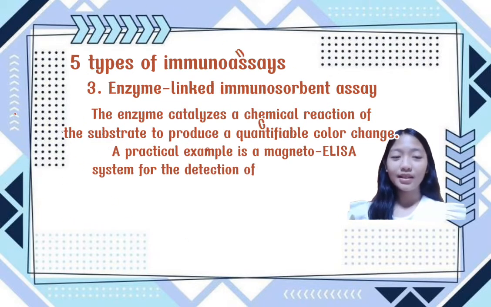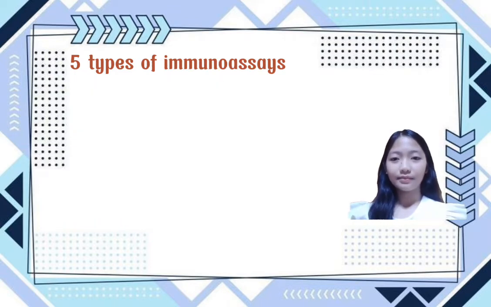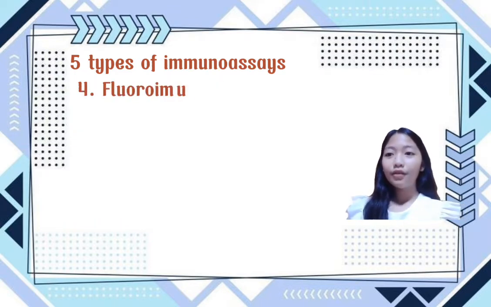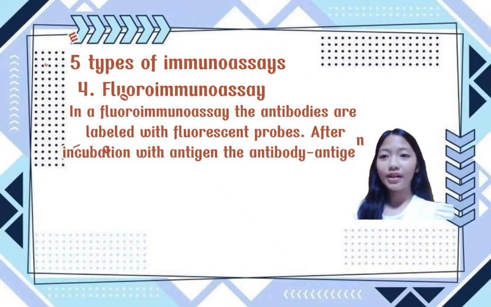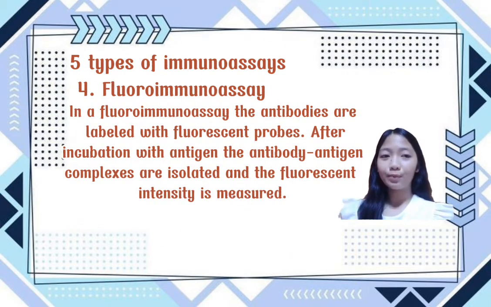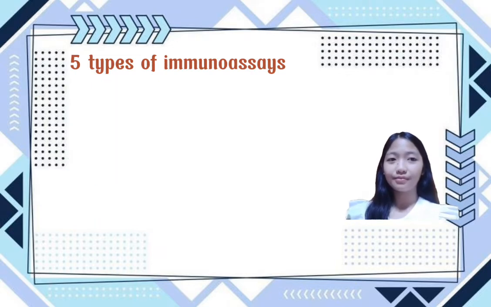A practical example is a magneto-enzyme-linked immunosorbent assay system for the detection of CD4 plus cells for the diagnosis of AIDS. Number 4. Fluoroimmunoassay. In a fluoroimmunoassay, the antibodies are labeled with fluorescent probes. After incubation with antigen, the antibody-antigen complexes are isolated and the fluorescent intensity is measured.